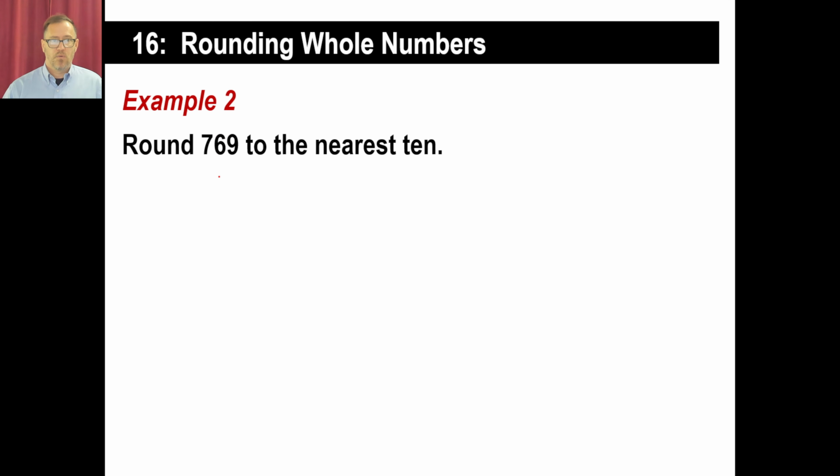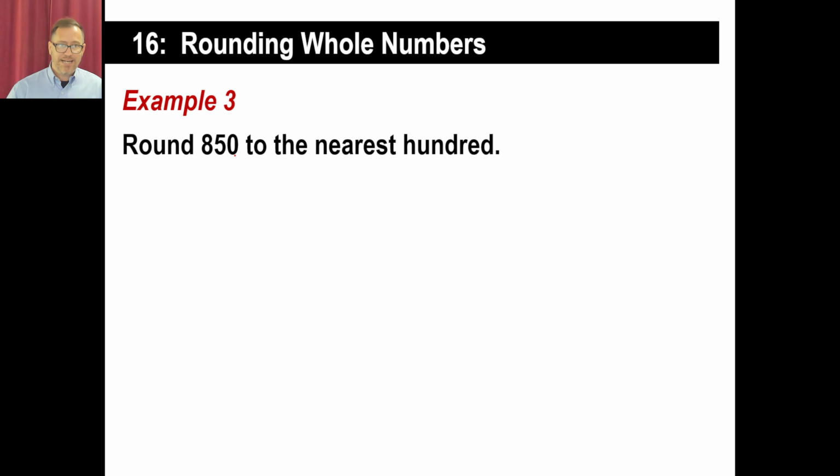Let's try another one. Round 769 to the nearest 10. Well, the first job is, which one of these is the 10? That's the tens digit, right? So you look immediately to the right, and of course that's a 9. That's 5 or greater. So what this 6 will be rounded to is a 7. Of course, we keep the 7 to the left. We don't touch that. Everything at that digit and to the right is affected. So we just go, there we go. That's the 0. Everything else is good the way it is.